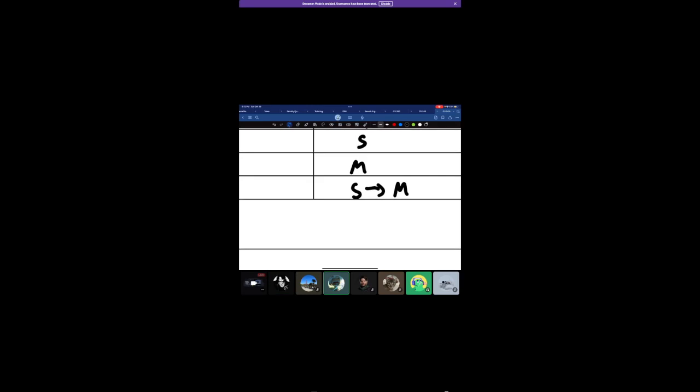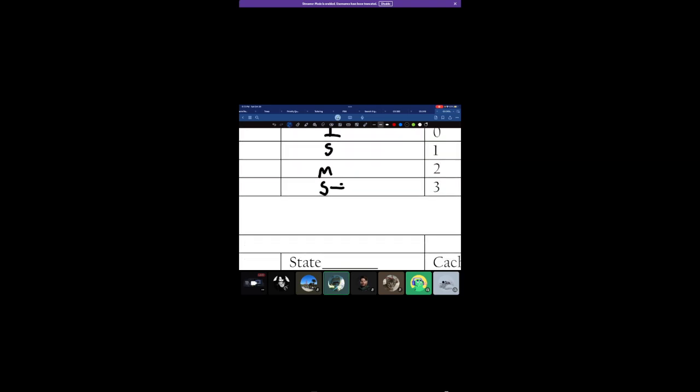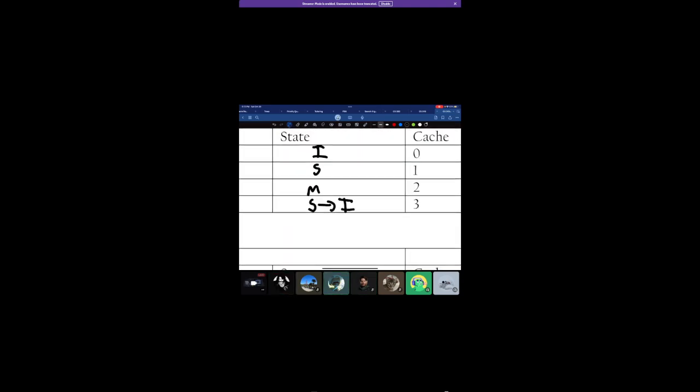And since we, oh yeah. So what did you say? It doesn't matter what state it's in. If you're writing back to it, it's going to become modified always. Yeah, depending on what you're doing, I think. All right. And then here, since that became modified, what will the state of 3 become in processor 1? Isn't that invalid? Yeah. Invalid, yeah. Okay. All right.